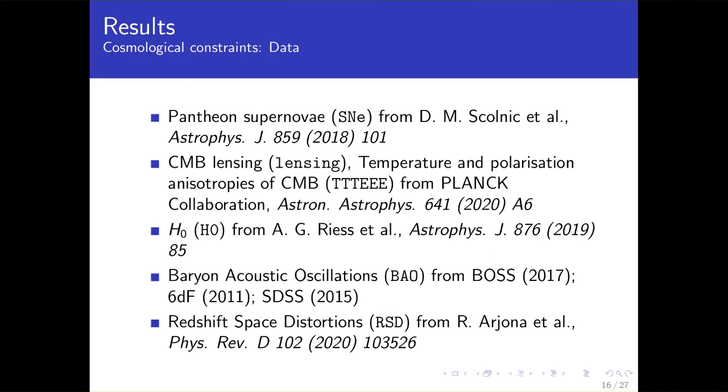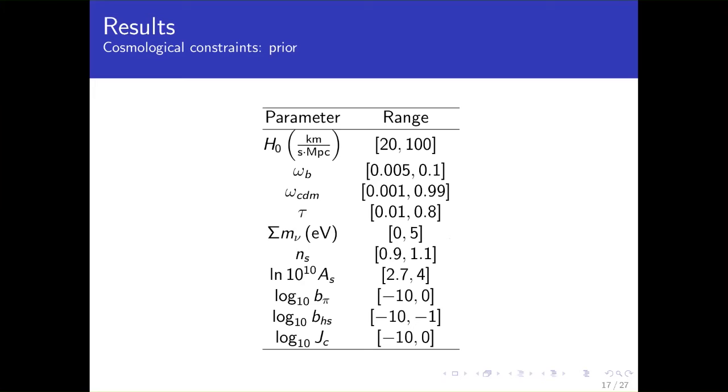Yes, I'm just finishing. The next thing we did is to compute the cosmological constraints for the 3 models I discussed previously. So we used the supernovae from Pantheon, CMB lensing, and the anisotropies of the CMB from Planck 2018, H0 from Riess, the baryon acoustic oscillations from BOSS, 6-degree field, and SDSS, and also data from the redshift space distortions.